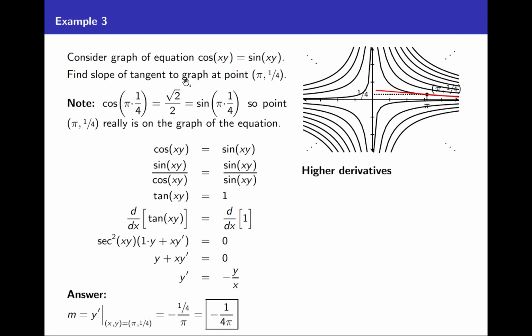Imagine that in this problem, we got our derivative. y prime is negative y over x. And then we need to find the second derivative, y double prime. How would we do that? Well, the second derivative is the derivative of the first derivative. It's d/dx of y prime, which is d/dx of negative y over x.